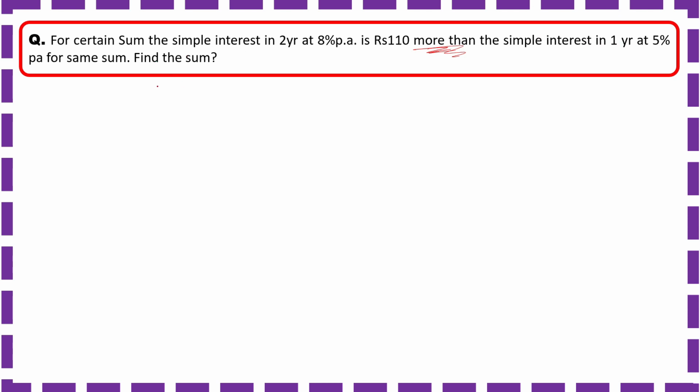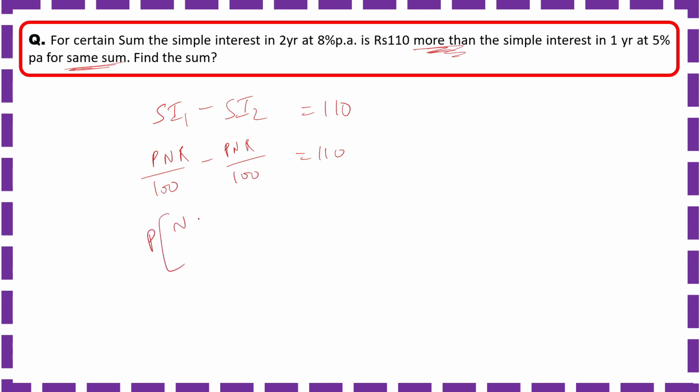So here simple interest of one thing, more than the simple interest in 1 year at 5% per annum for same sum. So the difference between two simple interest is 110. That is the meaning, right? So what is simple interest? PNR by 100 minus PNR by 100, that is 110. You see, if we observe here, sum is same sum in both the cases. So P is same.